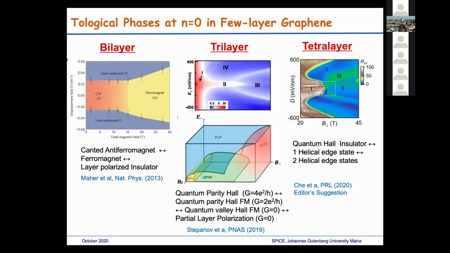in few-layer graphene. This is at the charge neutrality point in few-layer graphene, and this is all in the quantum Hall regime. It turns out we have all the symmetries. We have layer, we have spin, and we have valley. So these competing symmetries give rise to these really striking phase diagrams. Actually, a lot of these phase diagrams have topological phases.